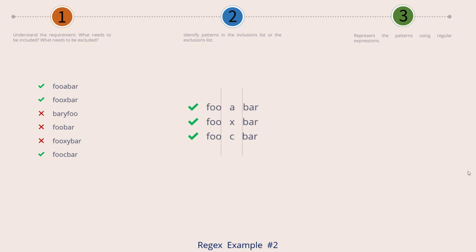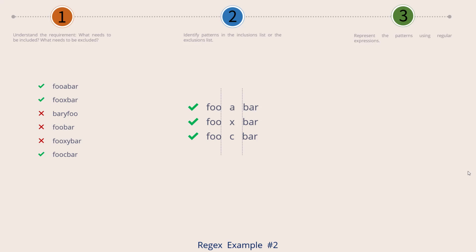We have picked the 3 green ones alone and written them out in a separate list here. We have a pair of imaginary dotted line vertical separators which divide each string into 3 different sections. The first section is fixed. It's foo for all strings. The last section is also fixed. It's bar for all strings. In the middle part, we have the pattern. We have 1 A in the first one, 1 X in the second one, and 1 C in the third.